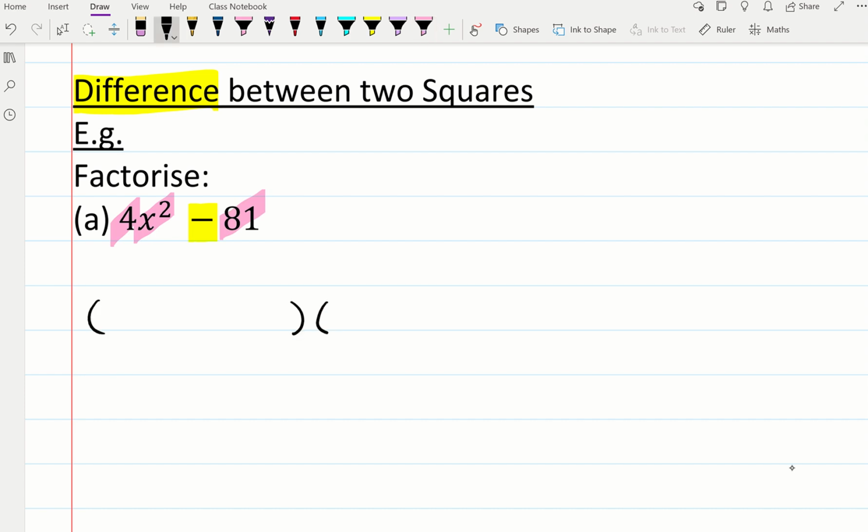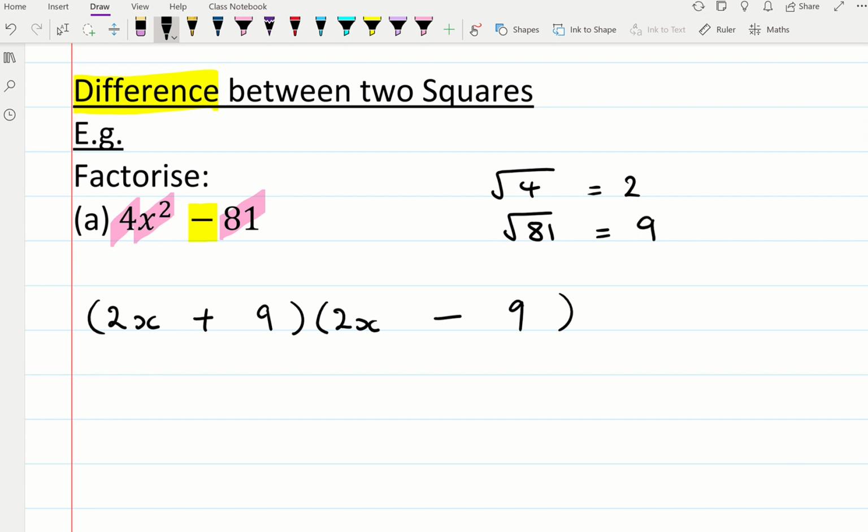These brackets are very easy. One of them is a plus, one of them is a minus, and then the rest is identical. To find the rest, you would square root 4, you'd get 2, 2 and 2, x and x to make x squared. Then you square root the 81 and you get 9, and you put 9 and 9. Nearly identical brackets, except there is a plus and a minus.